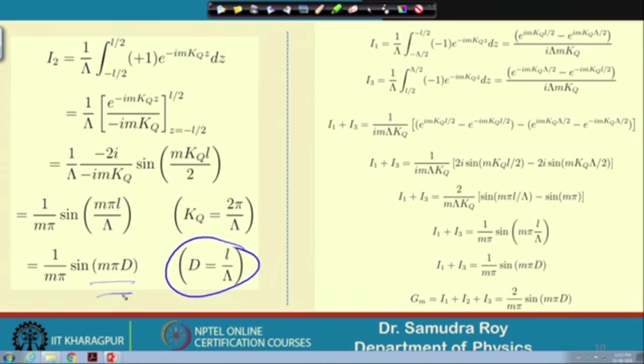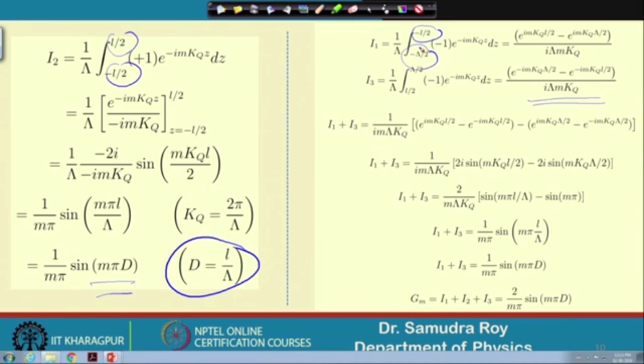But what about I1 and I3? So, I1 also, exactly in a similar way, if I do it, we will find it is e to the power i m k_q L and so on. I3 also we can do in a similar way, and we will have a similar kind of quantity. When we add these two, mind it, the limit is different here. Here the limit was minus L by 2 to plus L by 2, that is why we can readily have the sine form, but here it is minus lambda by 2 to plus lambda by 2.